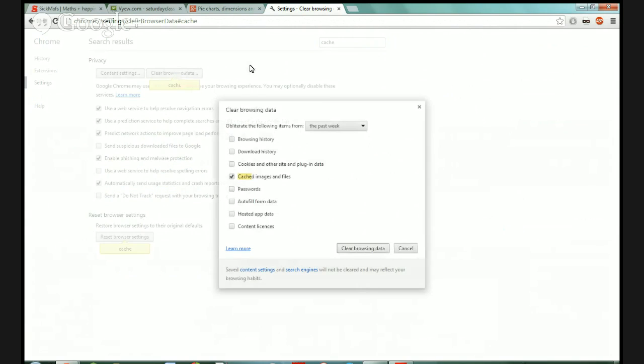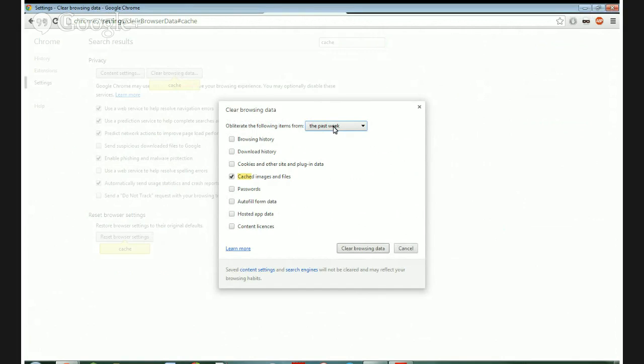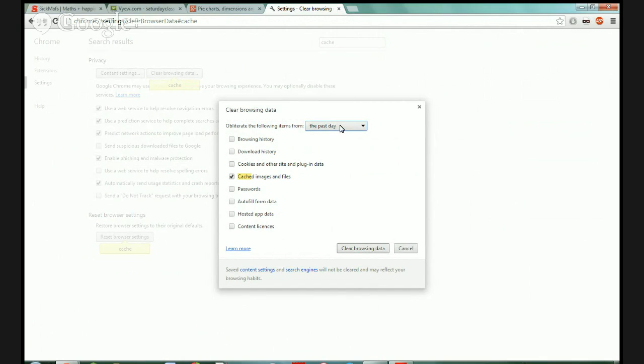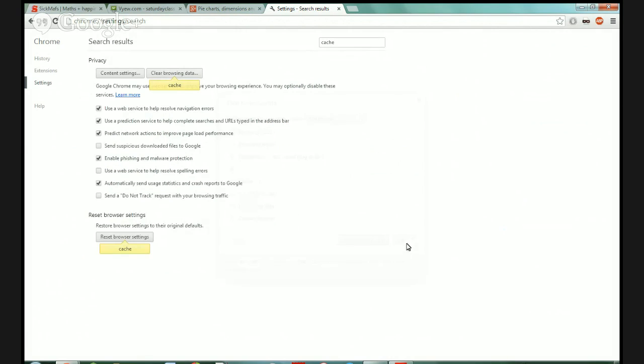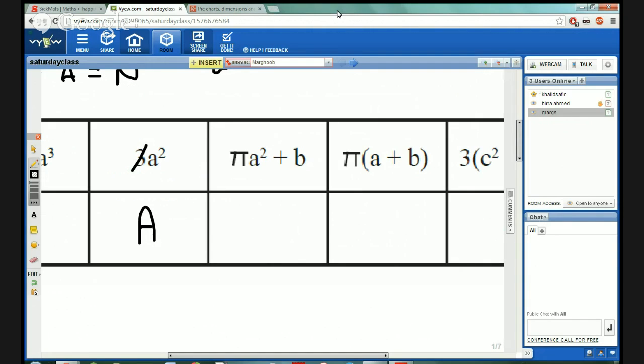For how long? Past day, because I don't want to mess up what's happening. Okay, and then press clear browsing data. Basically that resets all the crazy stuff that's happening on the computer. Then if you open it up again, hopefully it'll work. If it doesn't, I don't know, but it should work.